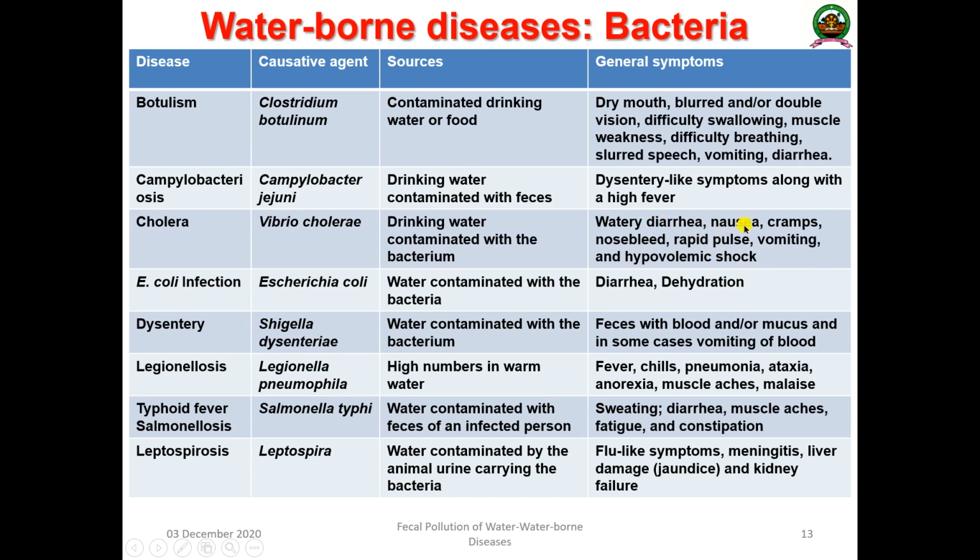Then nausea, cramps. Nose bleeding is happening from the nose. Rapid pulse, the heartbeat will be very rapid. Vomiting. Then hypovolemic shock. Okay, this is a particular case, sudden shock. These are the common symptoms of cholera.